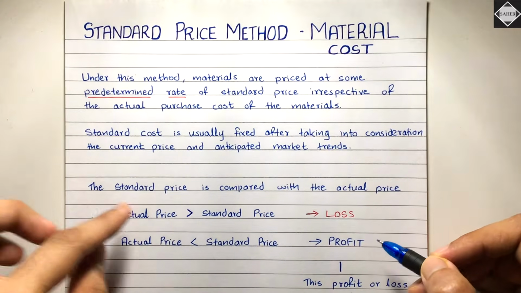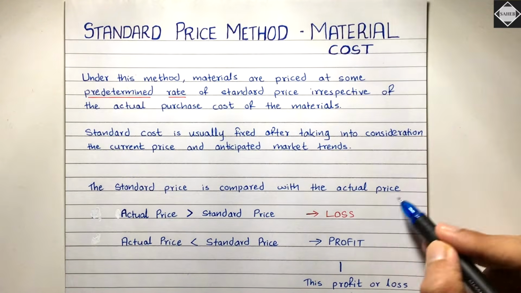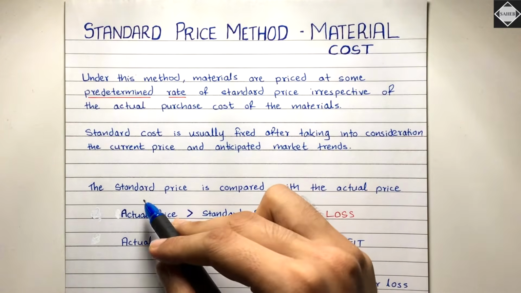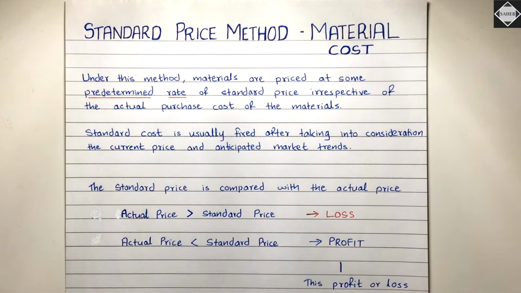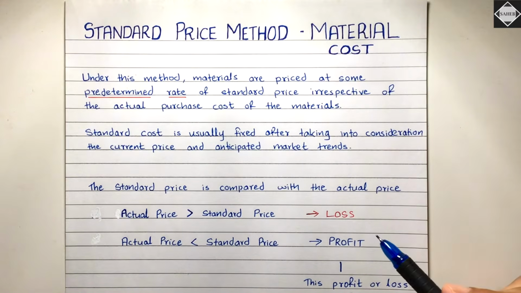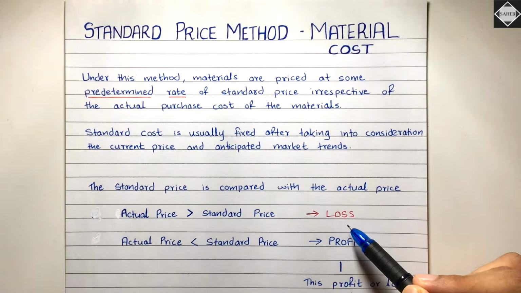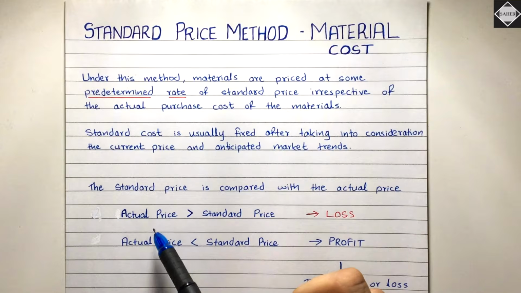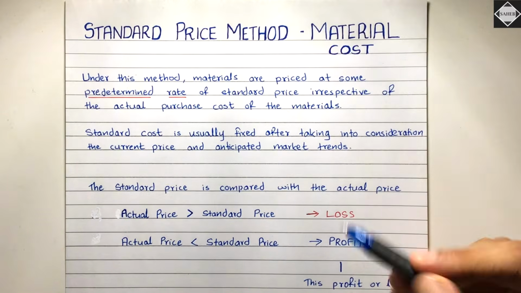See here, the standard price is compared with the actual price. Actual price means the price which you have actually paid to purchase the material. Standard price is the price that you fixed by way of formula. So if actual price is more than standard price, yeah, standard price is a budget price, it's budgeted. Actual price is what has actually happened, right? So if actual price is more, that means you have made a loss. You thought it would cost 20 rupees, but it has got, let's say, 25 rupees. So 5 rupees is the loss.